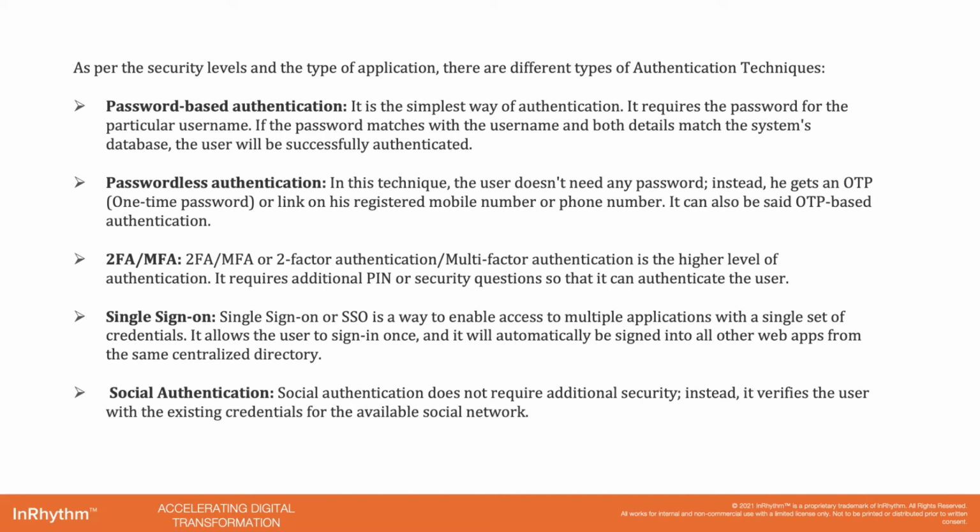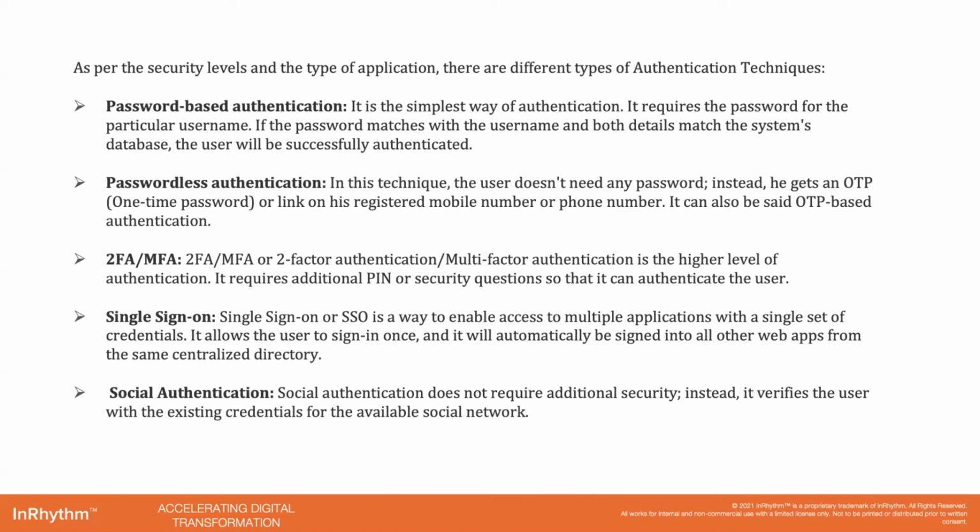Next, we have single sign-on, which is often referred to as SSO. It is a way to enable access to multiple applications with a single set of credentials. So it allows the user to sign in once, and they will automatically be signed into all other web apps under the same centralized directory. The next is social authentication. Social authentication does not require any additional security. Instead, it verifies the user with the existing credentials for the available social network.